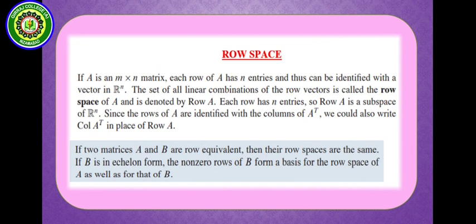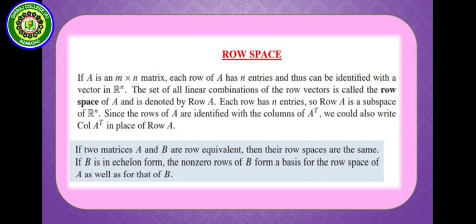The set of all linear combinations of the row vectors is called the row space of A and is denoted by row A. Each row has n entries, so row A is a subspace of R to the power n. Since the rows of A are identified with the columns of A transpose, we can also write column A transpose in place of row A. That is, row A equals column A transpose.